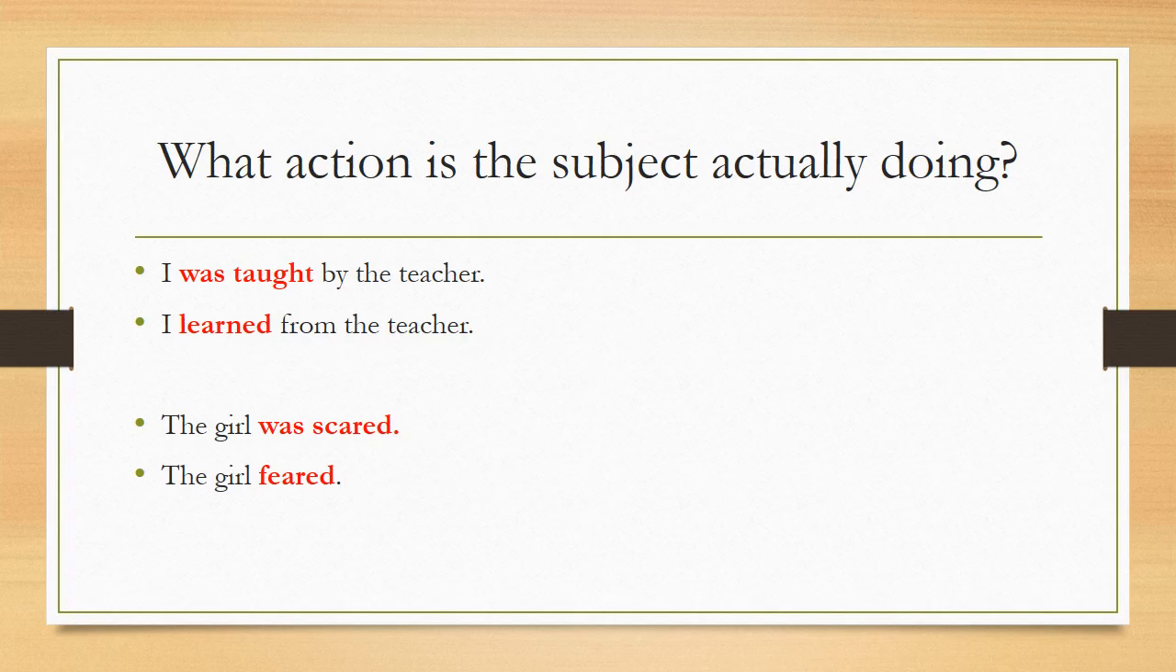The other method is to change the verb by asking, what action is the subject actually doing? This often means asking what the verb means and trying to find another way to phrase it until you hit on an active synonym. For instance, in the sentence, "I was taught by the teacher," I am not teaching, so what am I doing? What does it mean to be taught? Well, it means to learn. Therefore, we can say, "I learned from the teacher," to make it active.